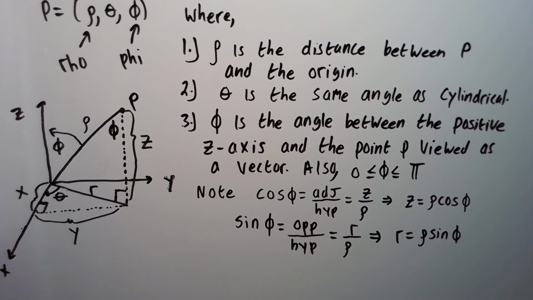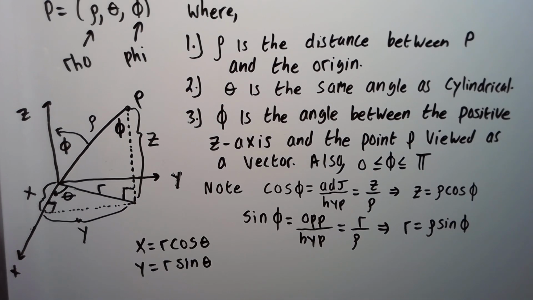And then we'll have our x and y the same as they were in cylindrical. Let me write it here. x equals r cosine theta, y equals r sine theta. You can replace r with rho sine phi, but I'm not going to do it here. I'm just going to leave it like that for now.